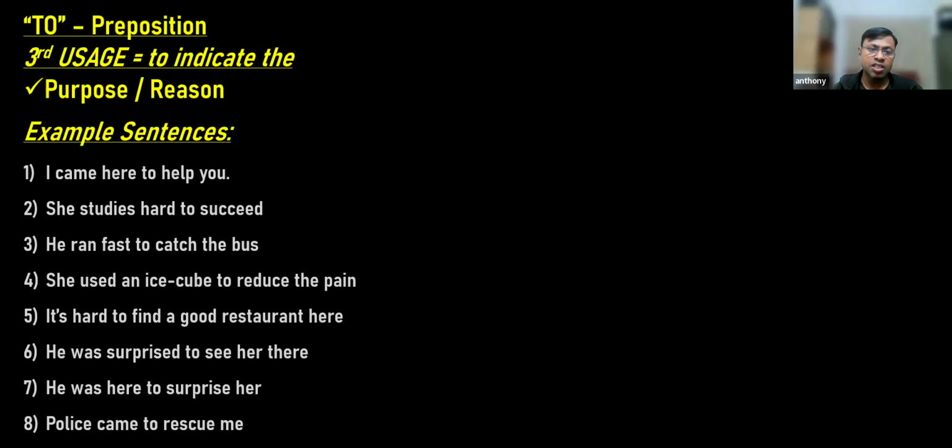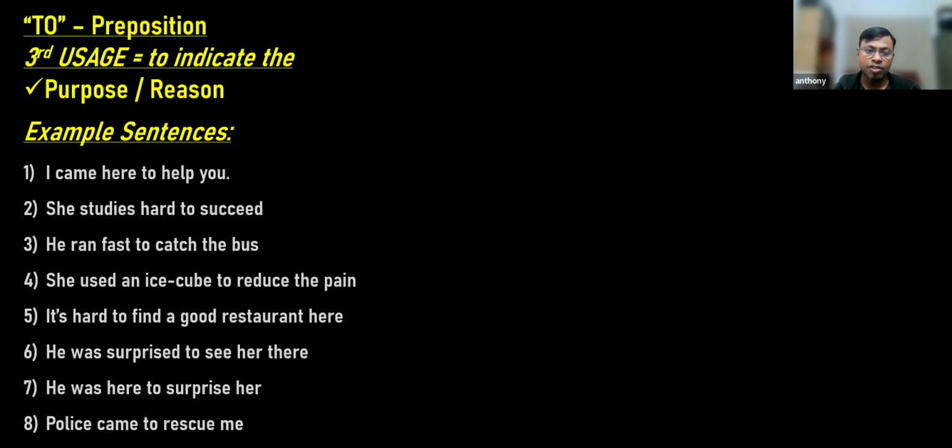Second one, she studies hard to succeed. Why is she studying very hard? The reason is she wants to succeed. Purpose also is the same. The purpose of her studying very hard is to pass or succeed. One and two sentences are working for both things, purpose as well as reason.